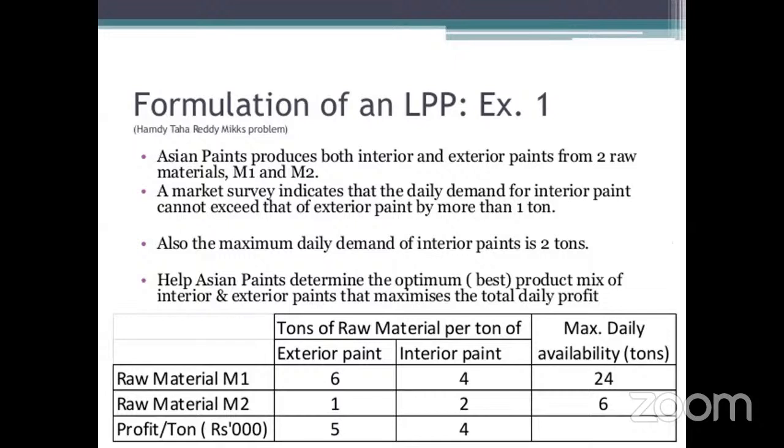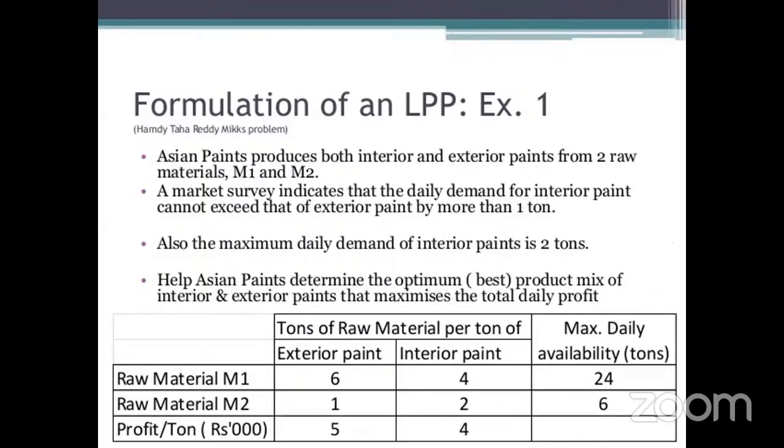Because they want to produce those paints, not the raw material. Raw material, they need to use it. Yes, raw material M1 and raw material M2, they need to use, where there is a limited resource of that M1 material and M2 material. So don't be in a hurry to do it, even in the examination also. Okay, fine. So read the question carefully.